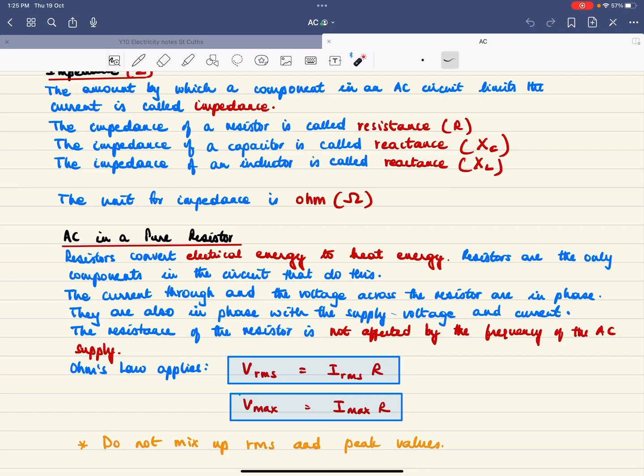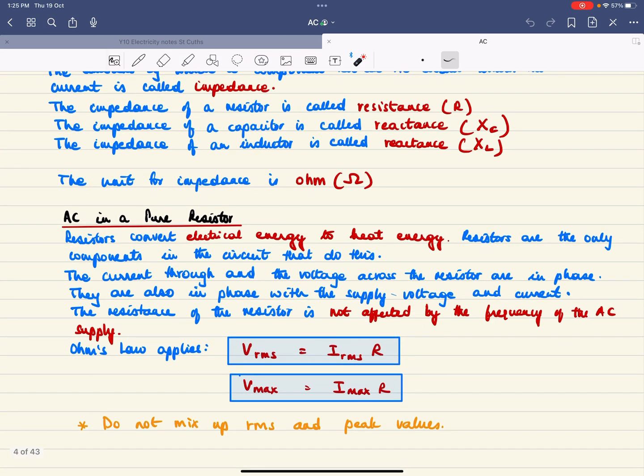Now, the resistance of a resistor is not affected by the frequency of AC. You can use Ohm's law for a resistor, V equals IR, but just be careful that you don't mix up RMS and peak values. If it's RMS, then both of these should be RMS. If it's peak, both the voltage and the current need to be maximum or peak values.